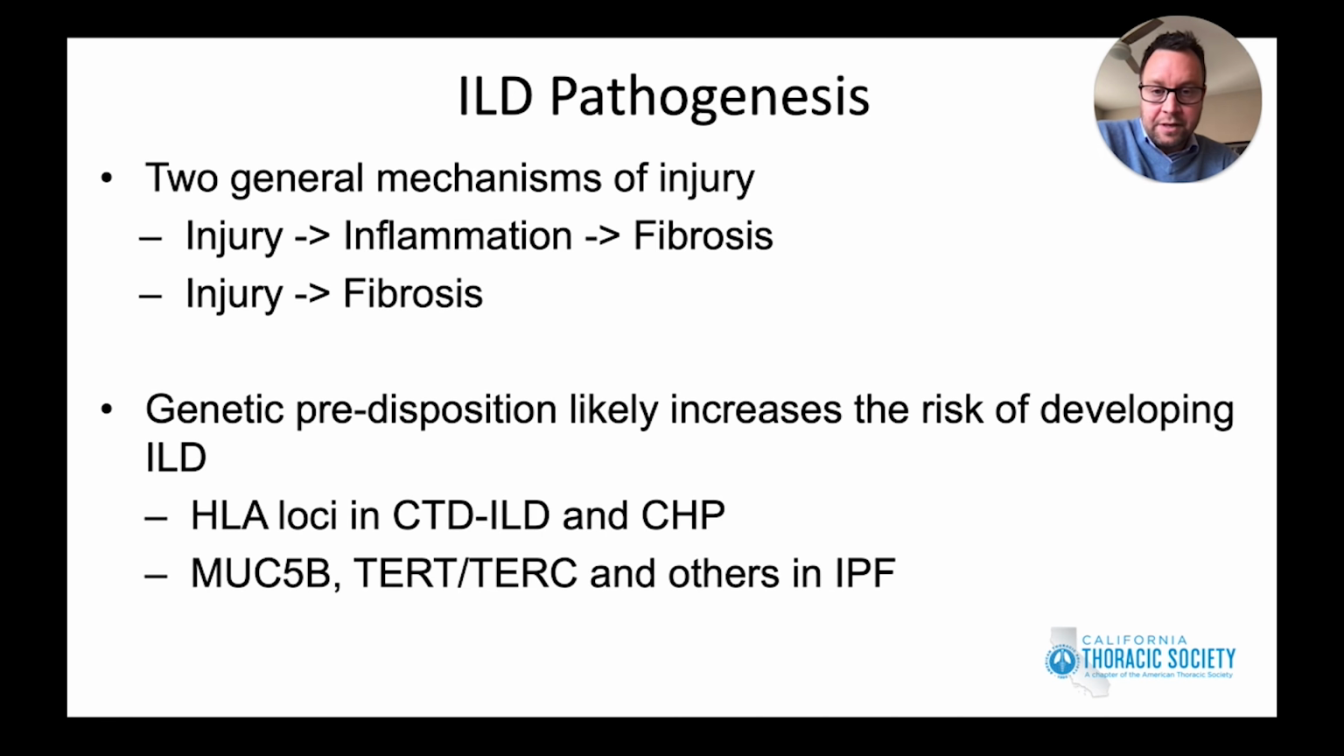There is a genetic predisposition that likely increases the risk of developing ILD. We know that there are HLA loci that are associated with disease in CTD as well as hypersensitivity pneumonitis or CHP. We know that the MUC5B promoter polymorphism as well as rare and common variants in TERT and TERC have been linked with differential risk for idiopathic pulmonary fibrosis.